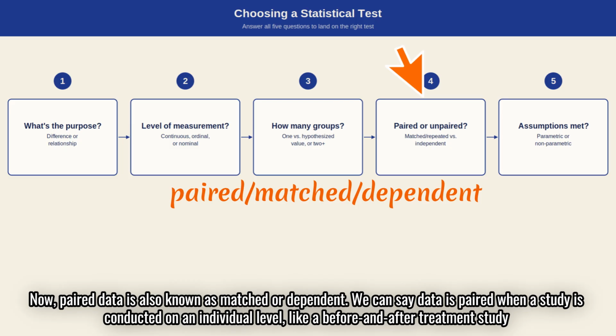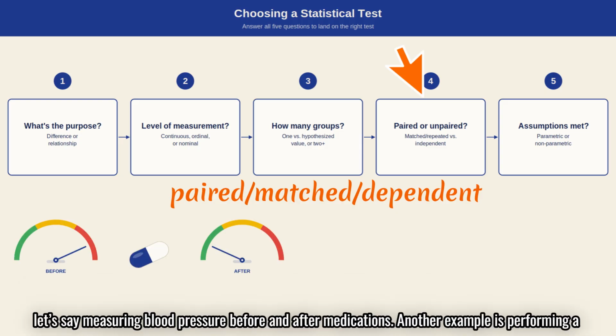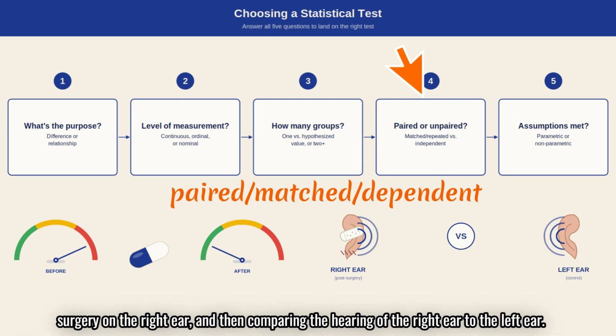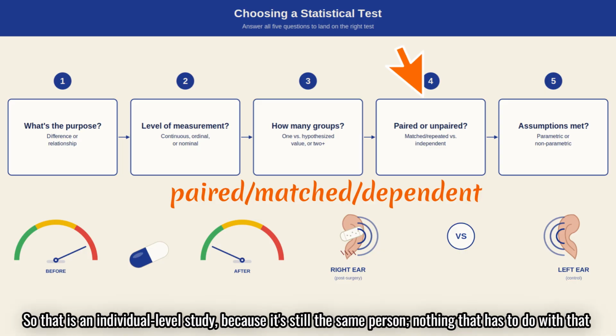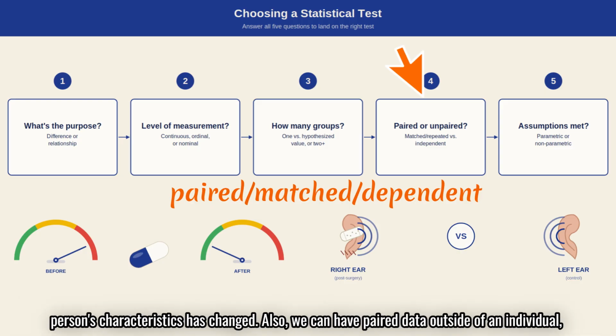And we can say data is paired when a study is conducted on an individual level, like a before and after treatment study. Let's say measuring blood pressure before and after medication. Another example is performing a surgery on the right ear and then comparing the hearing of the right ear to the left ear. That is an individual level study because it's still the same person. Nothing that has to do with that person's characteristics has changed.